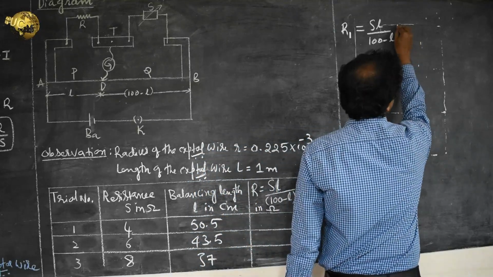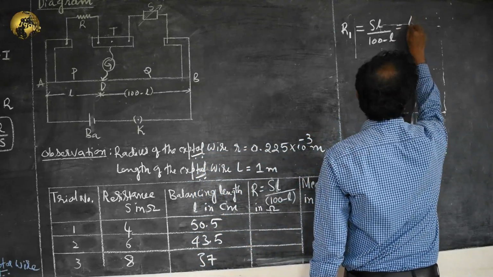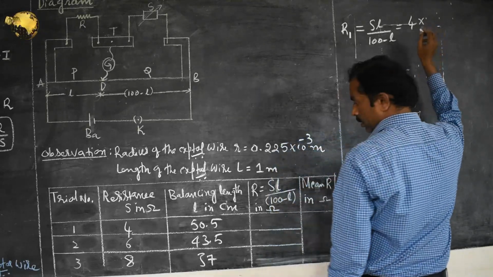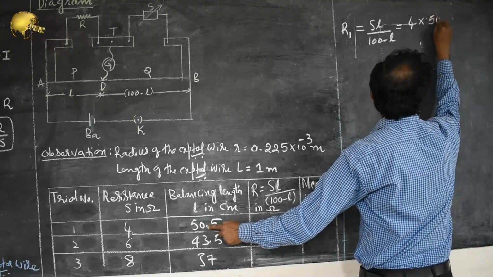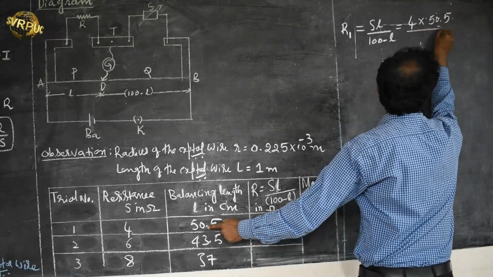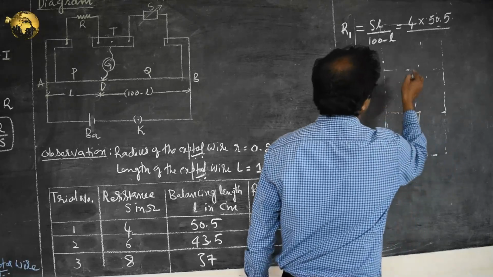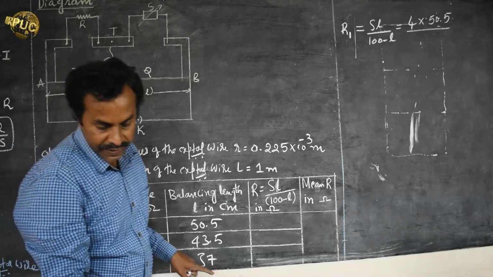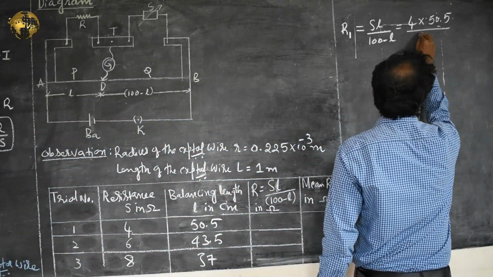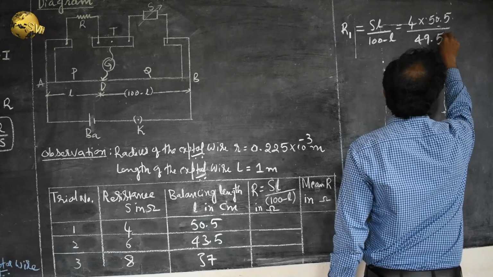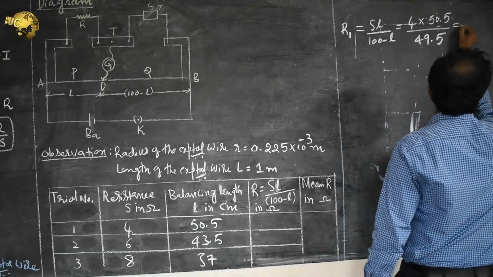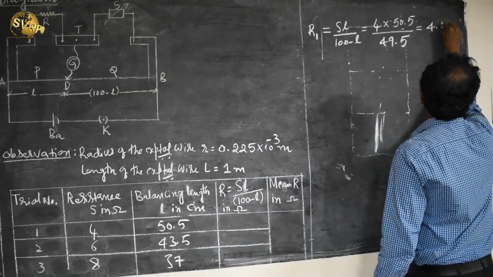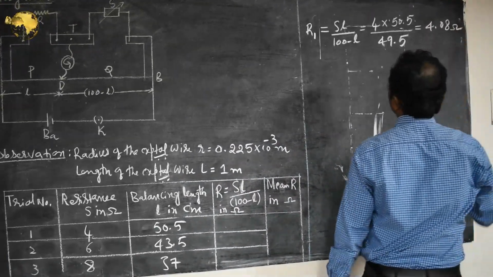So the value of S in the first trial is 4 ohm. 4 into balancing length 50.5 divided by 100 minus L, 100 minus L is 49.5. This is equals to 4.08 ohm.